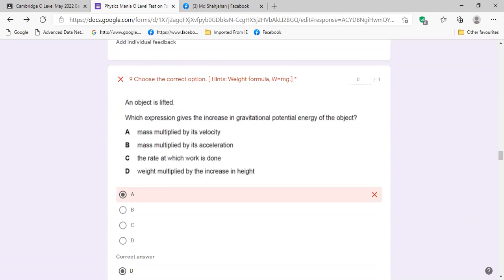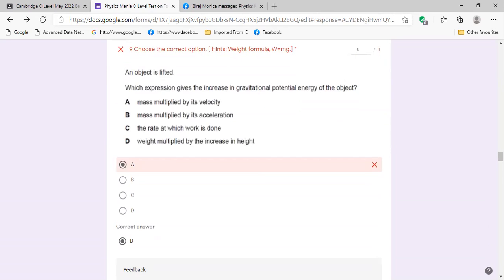Then 9. Actually, I don't know why you got this one wrong. But the hint is given there, right? Formula of weight. So I was rushing that time. Yeah, you were rushing.